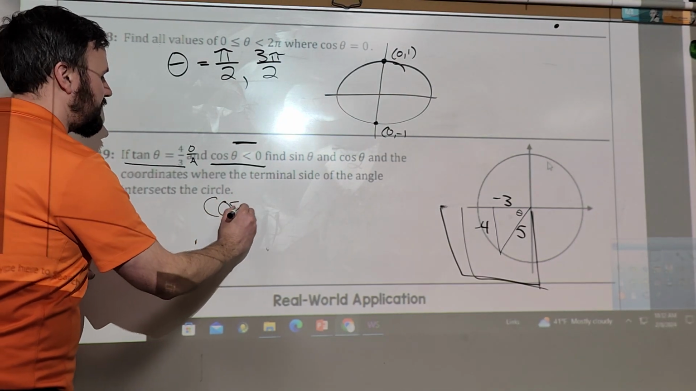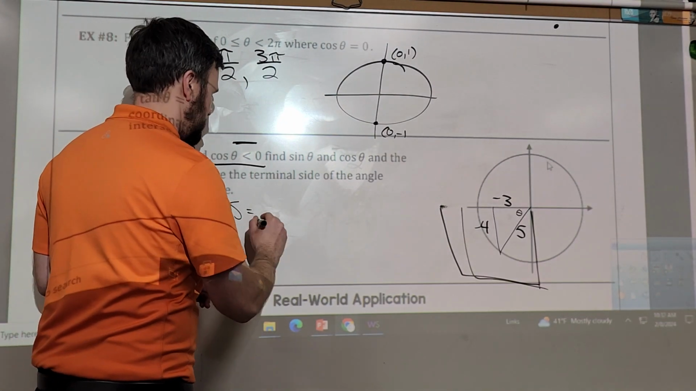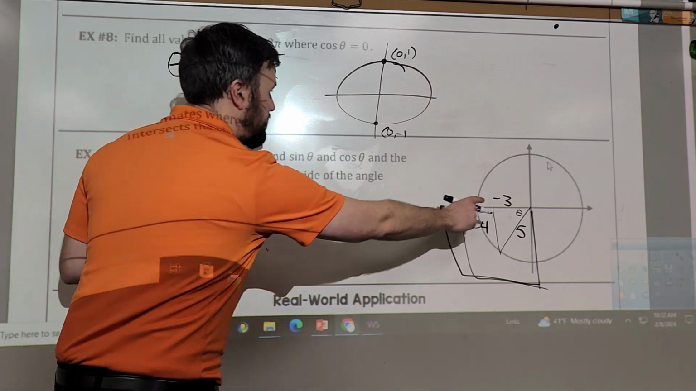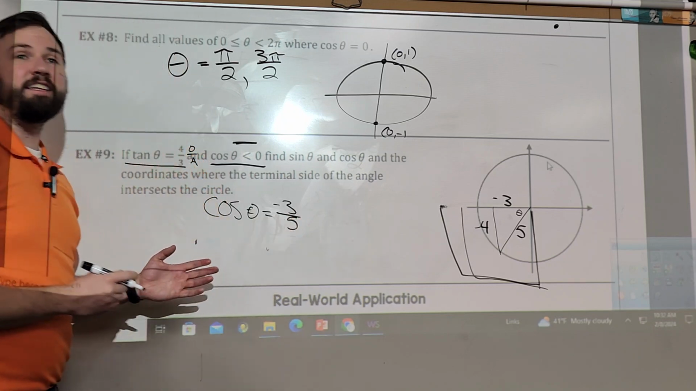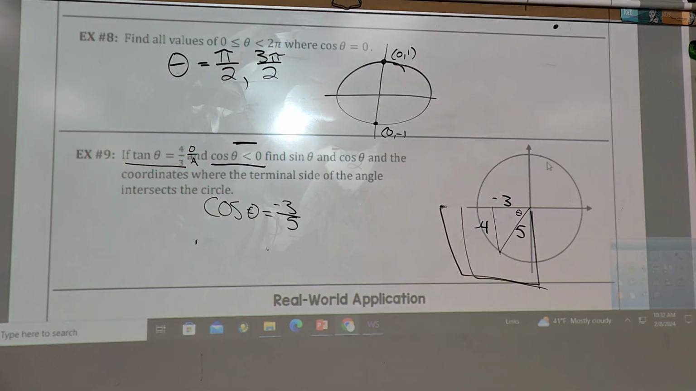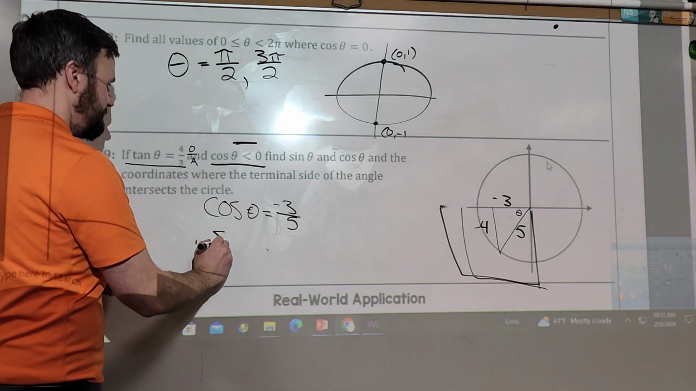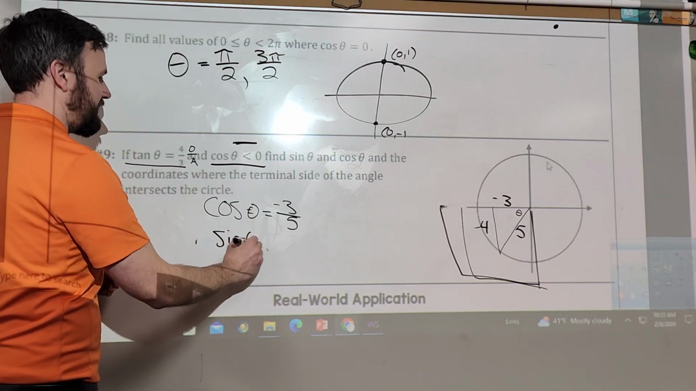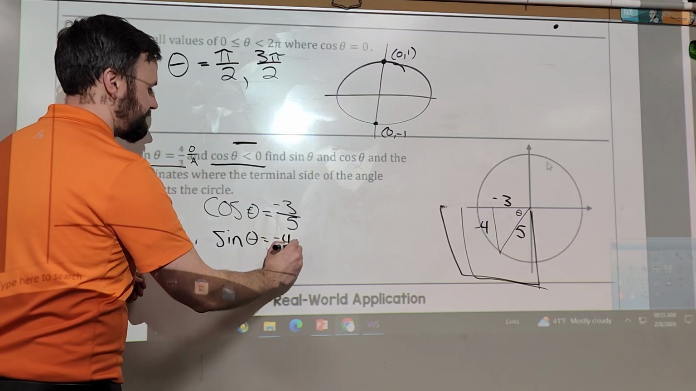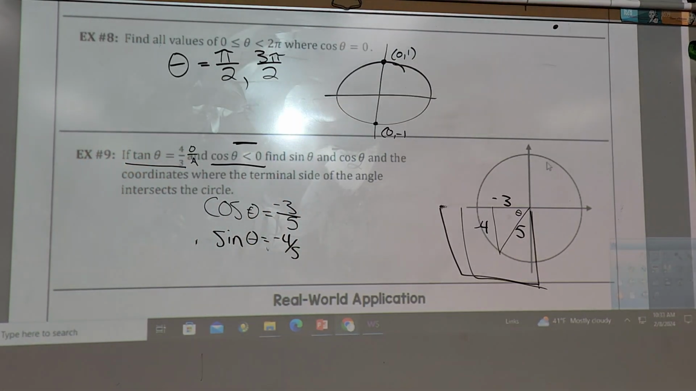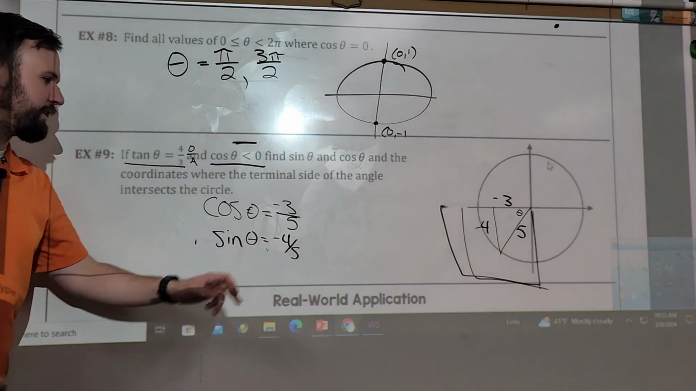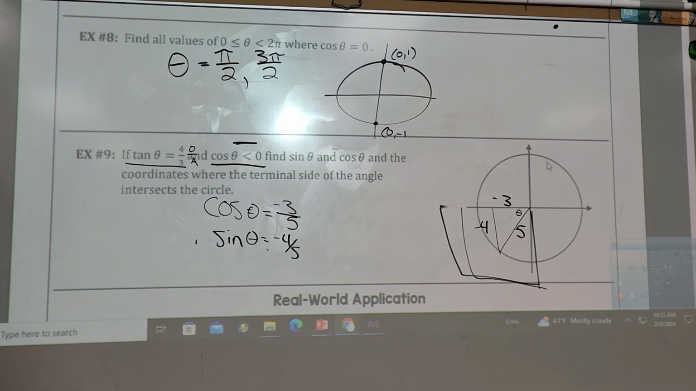What's cosine going to be then? Cosine is what over what? Adjacent over hypotenuse, right? We at least have that memorized, right? SOHCAHTOA. So I can figure it out. What's sine of theta going to be? Opposite over hypotenuse.